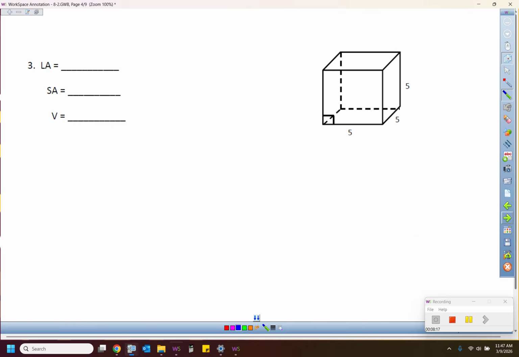Here's our next shape. Ooh, he is fancy. He is definitely a prism. But this guy, since the length, the width, and the height are all the same, he is known as a cube, right? Probably the most popular 3D object out there.